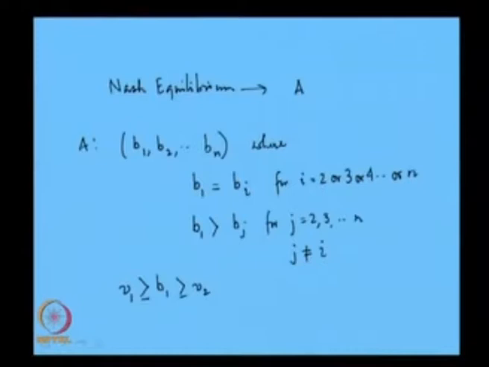So, this is how A is described. A is describing some property of a particular kind of profiles. In these profiles, player 1 is making the highest bid and his bid is matching with the bid of at least one other person. We can in fact say that it can be possible that more than one person is bidding the same as player 1.